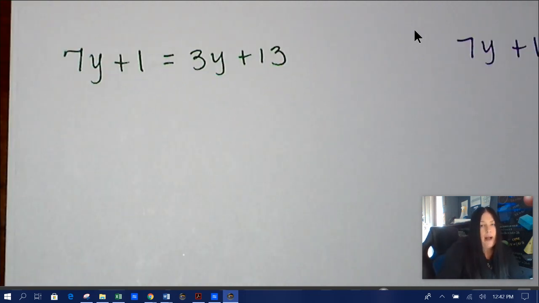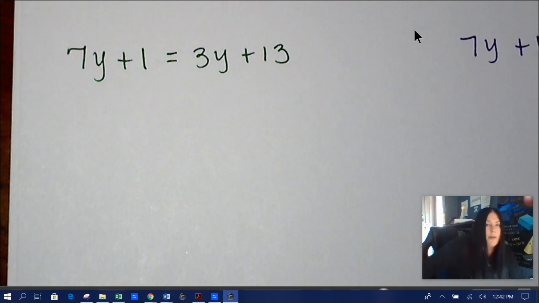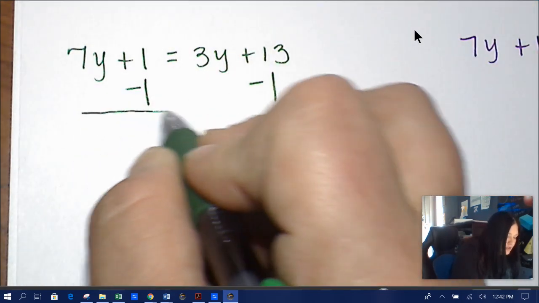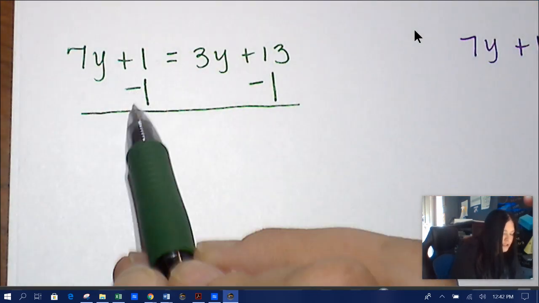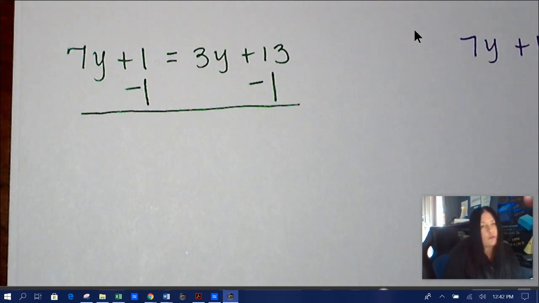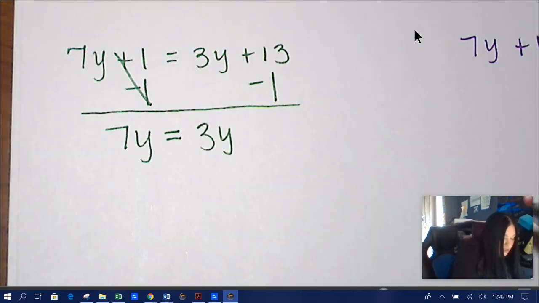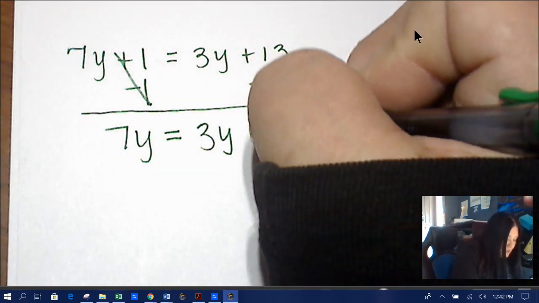Now, on the green problem, I'm going to start by canceling a number first. So I'll go ahead and cancel the smaller number. And remember, numbers go with numbers. So -1, the opposite of +1 is -1. You shouldn't put a regular number under a letter. Go left to right. Bring down the 7y, the 1's cancel. Bring down the 3y, and then you have math to do. 13 minus 1, that's +12.